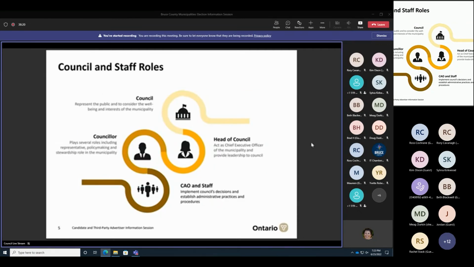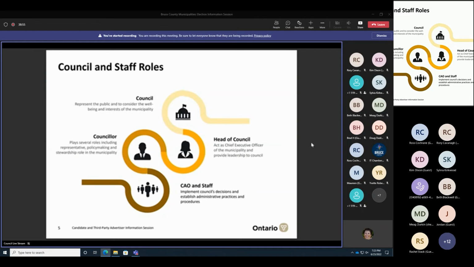Council and staff roles. First, let me start by saying that Section 2 of the Municipal Act stipulates that municipalities are created by the province to be responsible and accountable governments with respect to matters within their jurisdiction. And each municipality is given powers and duties under the Municipal Act and other pieces of legislation for the purpose of providing good government. The Municipal Act is a legislative framework for municipalities, which seeks to balance local autonomy and flexibility with accountability and transparency of municipal operations.